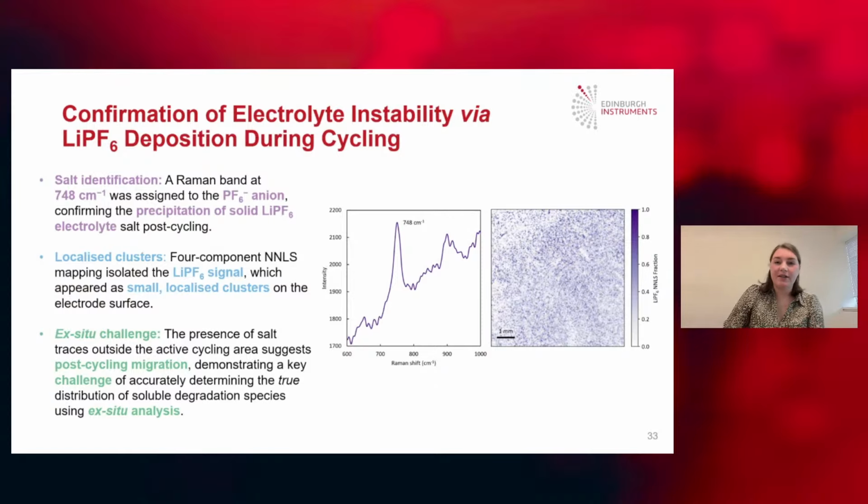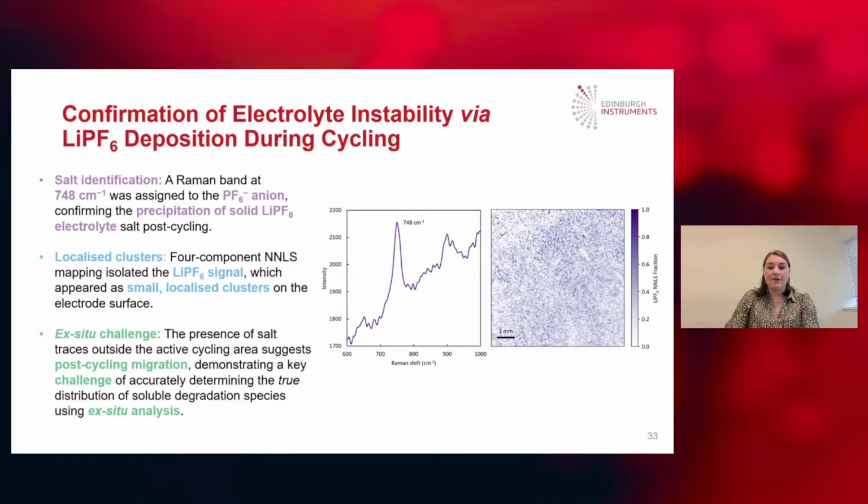We're also interested in studying any deposits on the electrode after cycling. So this battery uses a lithium hexafluorophosphate electrolyte. So it was anticipated that the deposits would be electrolyte salt on the surface. When looking at the spectra from the cycled electrode, we also saw a band at 748, which is a band assigned to the hexafluorophosphate anion.